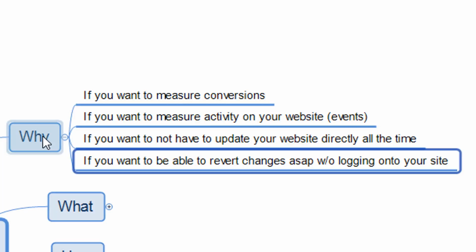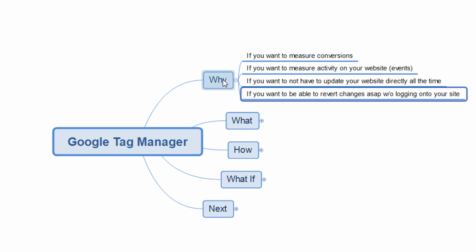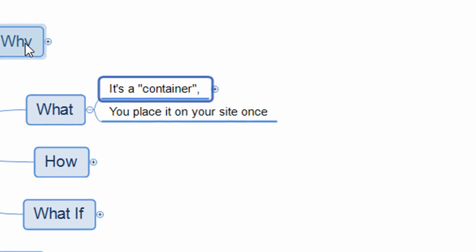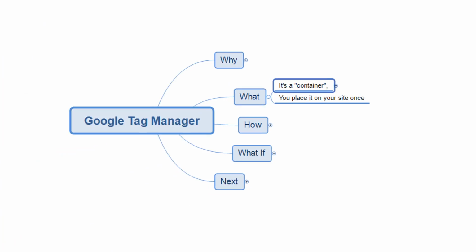So having said all of that, what exactly is Google Tag Manager? I'm going to do my best to describe it to you now. They call it a container, okay, and you put it on your site once. You only have to put this container on your site once, but once this container exists on your site, you can put whatever you want inside of it and turn it on or turn it off accordingly.